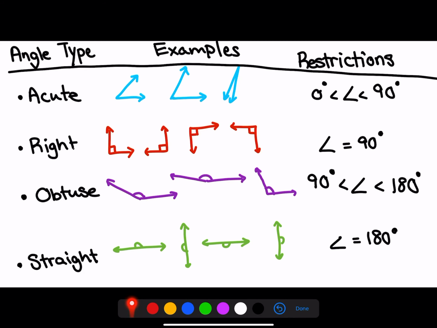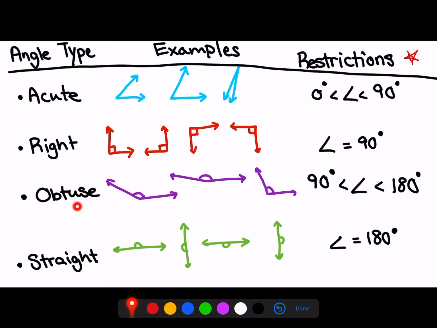All right, so getting started, we're just going to review through our angle types. So we have 4 different angle types, and then we have some examples for them, and then the restrictions. Now the restrictions are extremely important for us. We need to know what we can go to with these angles. So for our first type, we have an acute angle, and an acute angle can be between 0 degrees and 90 degrees. So again, it can't be below 0 degrees because that wouldn't be an angle anymore. And if it's at 90 degrees, it wouldn't be an acute angle anymore. It would then be a right angle.